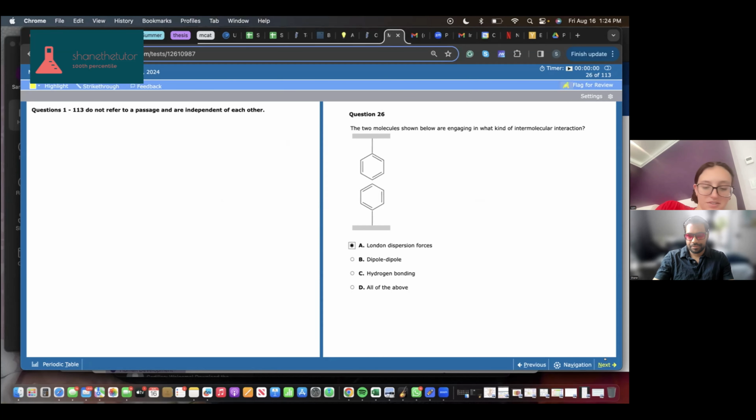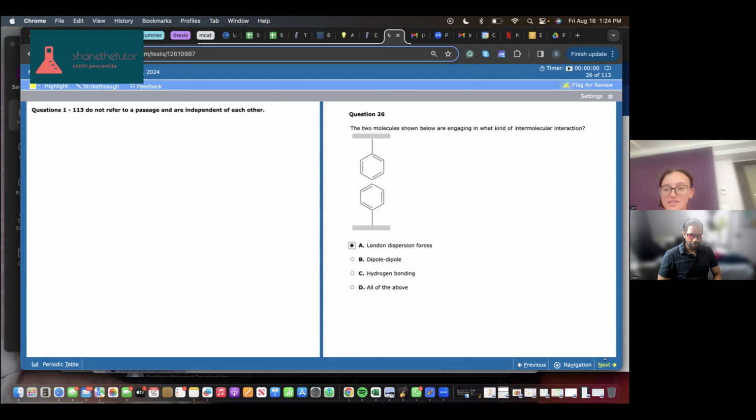I can't visualize it from two pentagons, but you're right on this. These are non-polar molecules, so there's no dipole, and there's no FON, so there's no hydrogen bonding. So, good job.